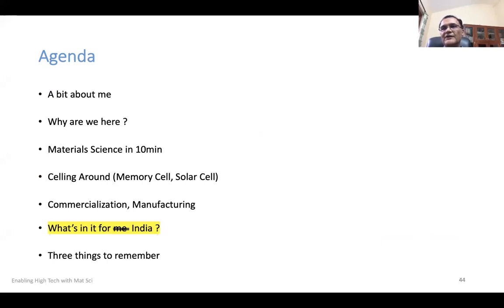But they are not even close to 20,000 wafer starts per month. They are talking maybe a few hundred wafers a month. So what can India do? So I have my thoughts on what areas India can do to enable this use of material science and productization of high tech. Can we go to the next slide, please?